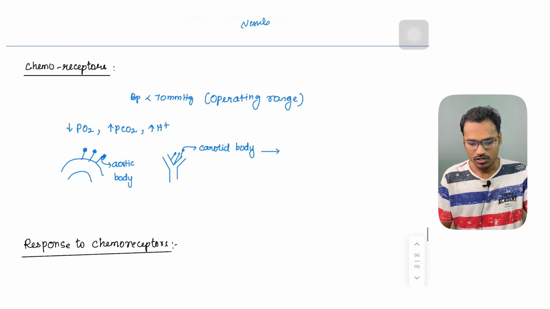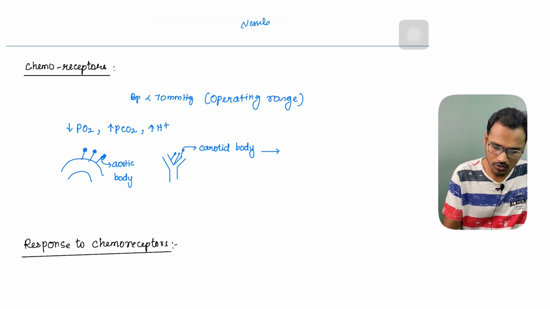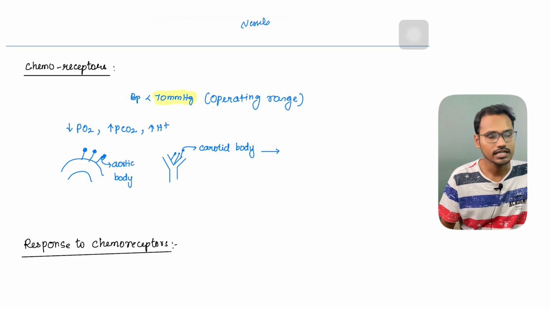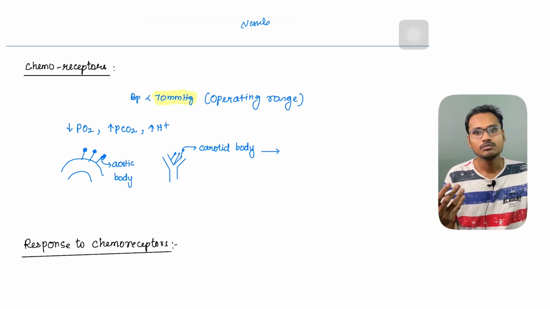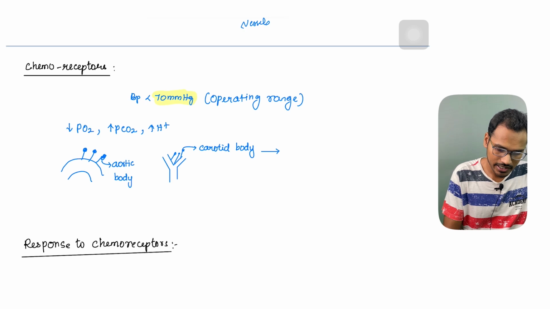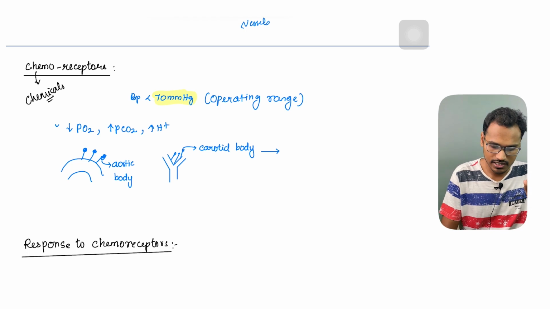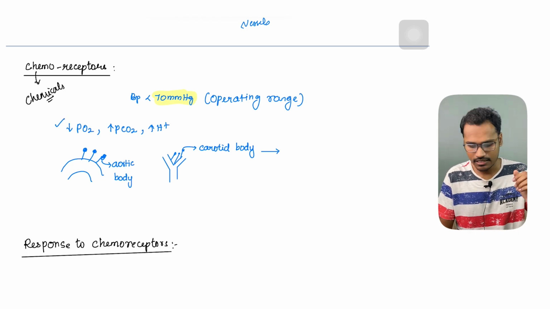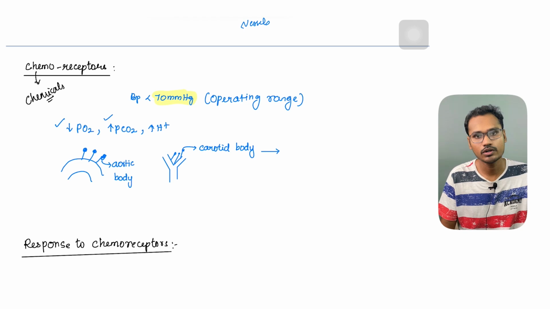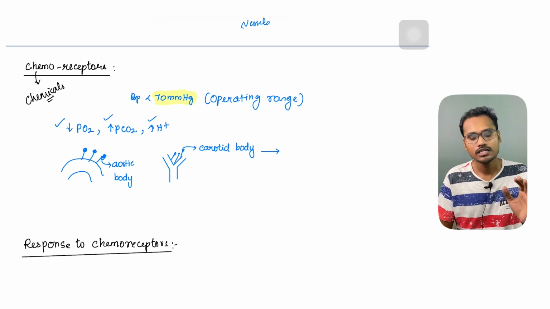So what is the chemoreceptor operating range? Whenever the mean arterial pressure falls below 70 mm of Hg, the chemoreceptor will start to act. So what are its stimuli? Chemoreceptors, as the name indicates, sense chemicals. Whenever there is a severe decline in O2, that is a decrease in PO2, or an increase in PCO2, the increase in carbon dioxide levels, or an increase in H+. So all these three are the stimuli for chemoreceptors.